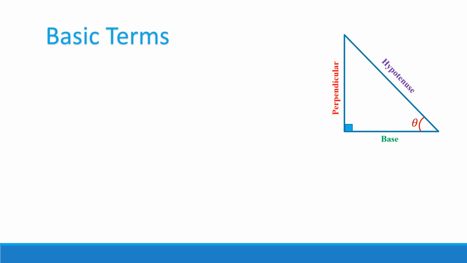Now what if I rotate this triangle? If we rotate this triangle, in that case, if we consider this angle, the triangle becomes like this, the angle will go up. So hypotenuse will remain fixed, which is opposite to the right angle. Now the angle is on the top.